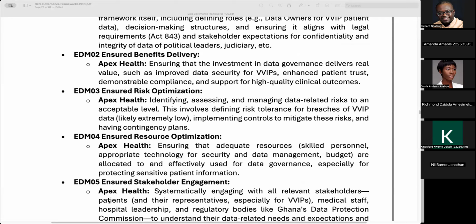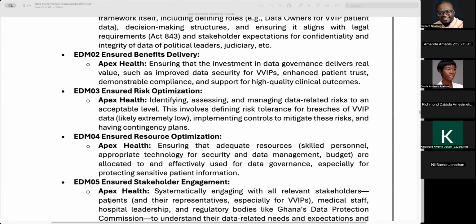It involves overseeing the implementation of controls to mitigate these risks and ensuring robust contingency plans are in place and tested. EDM04, Ensured Resource Optimization, means the board ensures that adequate resources, skilled personnel, properly vetted and trained, appropriate technology, like advanced security monitoring tools, and sufficient budget are allocated and used effectively for the DG program, with a particular focus on protecting the most sensitive data assets.